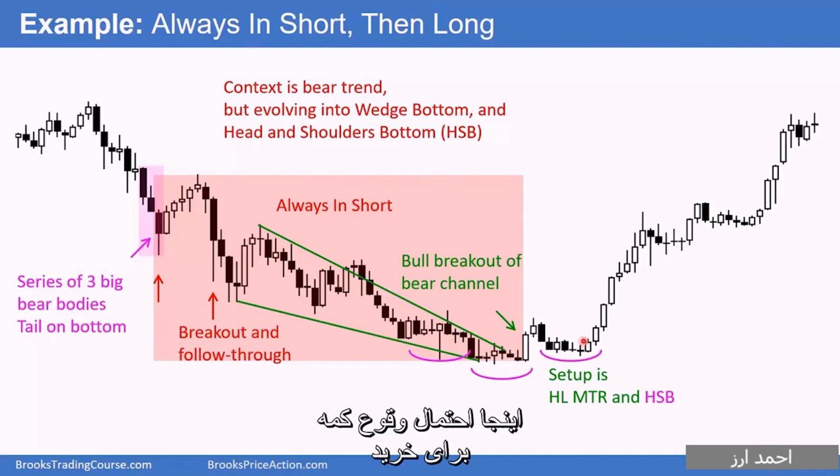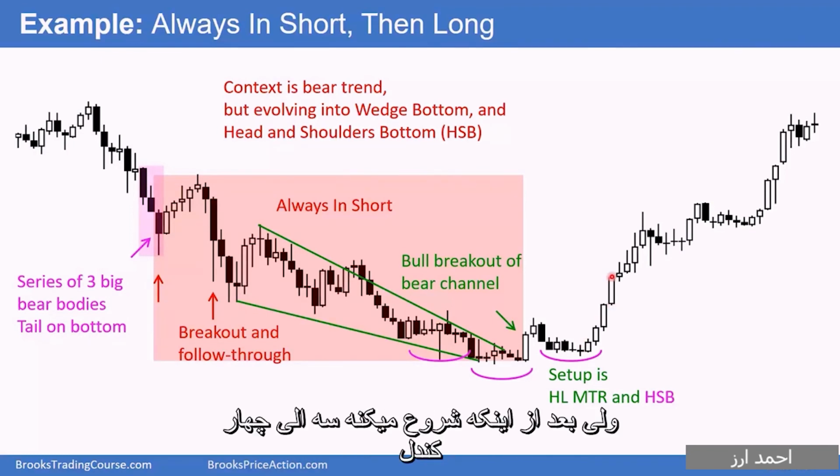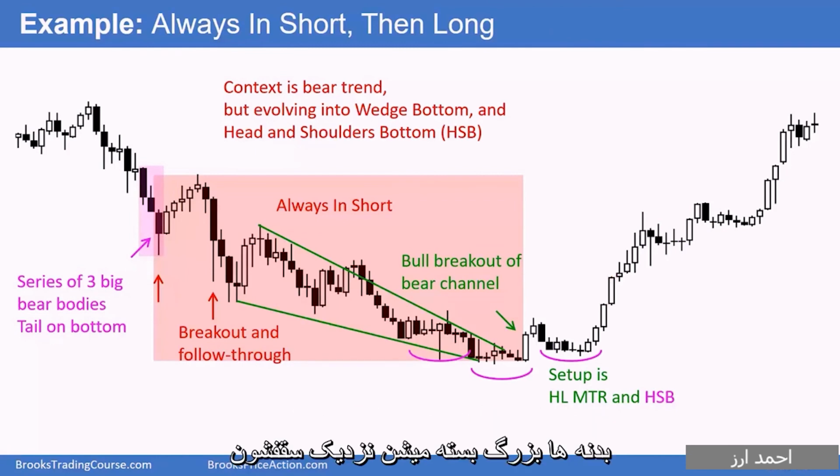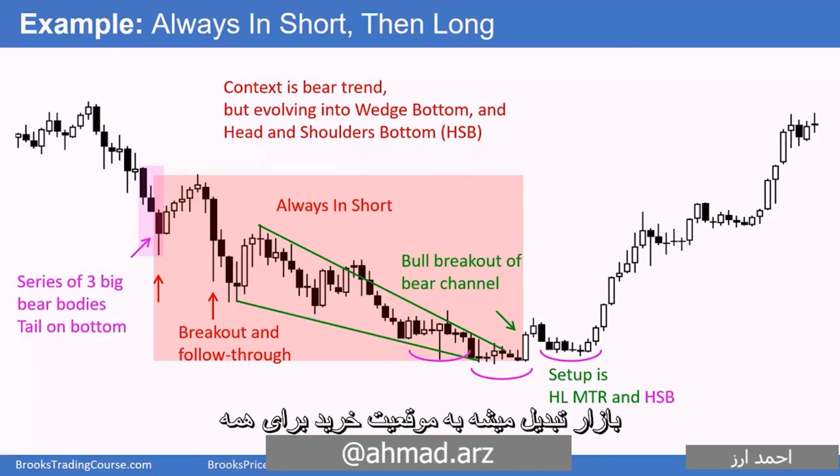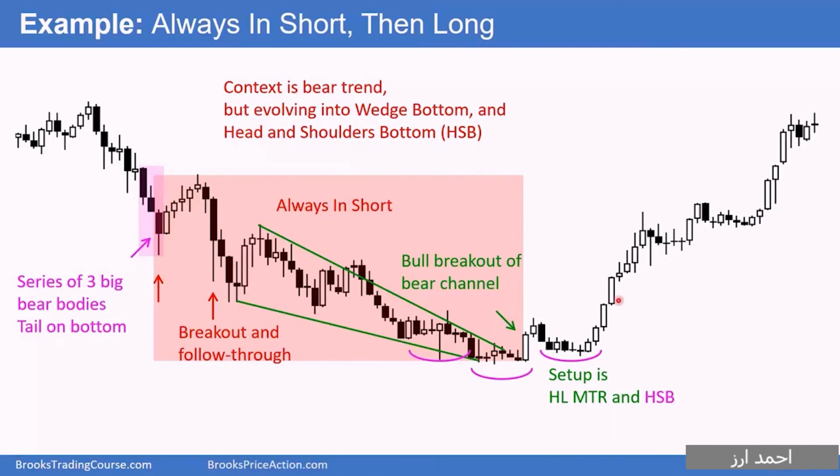Not a high probability buy at this point, but once you start to get 3 or 4 bars with big bull bodies closing on their highs, the bars getting bigger, at some point, the market becomes always in long for everybody, which means that traders can buy for any reason, expecting that the market will be higher as more bars become visible.